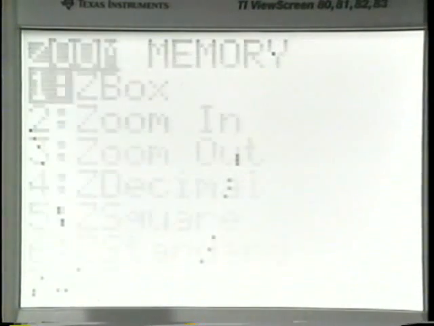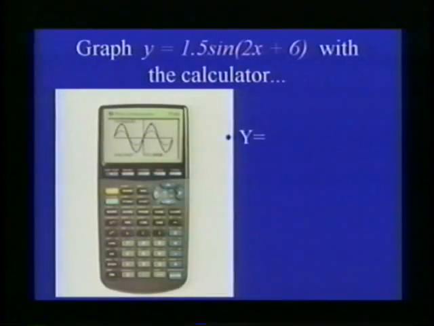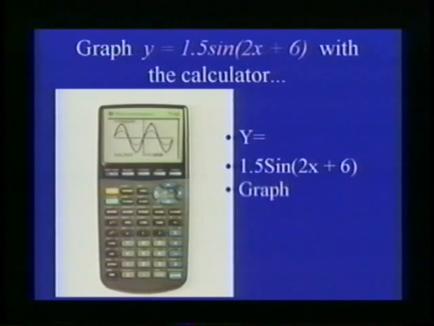Okay, let me go back to zoom trig and give you your chance. Okay, you try it. Go to full view. You'll say y equals. You've got to type all this. This is a mouthful. You've got to get all that in there: 1.5 sine of 2, use your x button, plus 6. Don't forget your parentheses. Then hit your graph button.